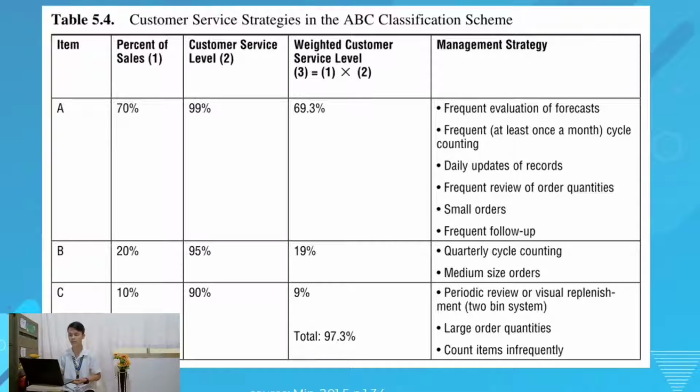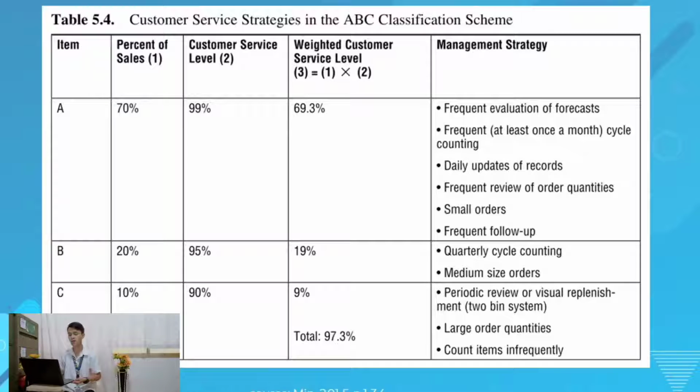So the management strategy for letter A is frequent evaluation of forecasts, frequent, at least once a month, cycle counting, daily updates of records, frequent review of order quantities, small orders, and frequent follow-up.